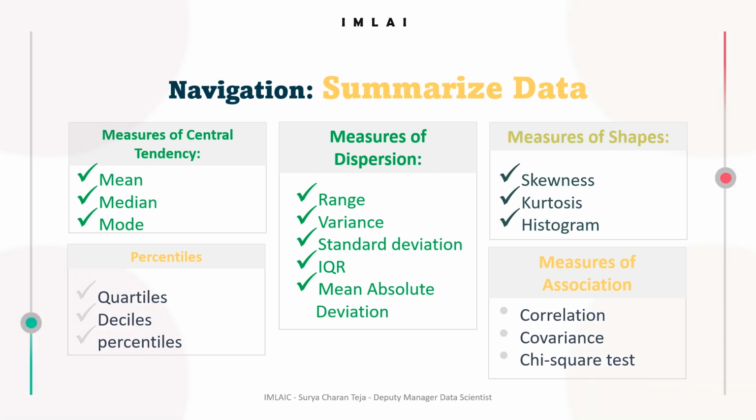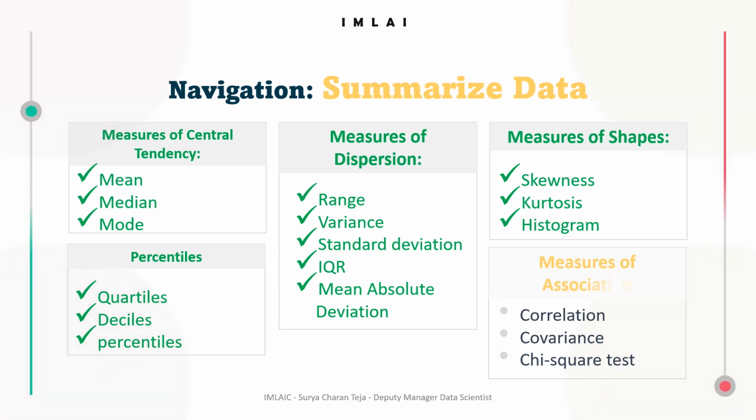Then we moved on to the measures of shape. Here we have seen skewness, kurtosis, histogram. Then we looked into the quartiles, deciles, percentiles, and now it's time to go bigger and bigger, that is measures of association. So now we will be looking into the measures of association.